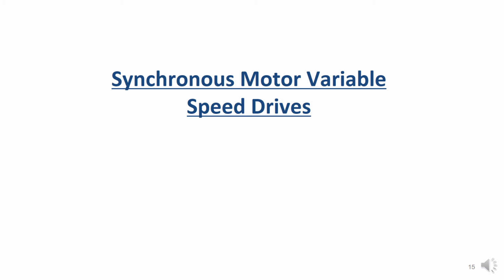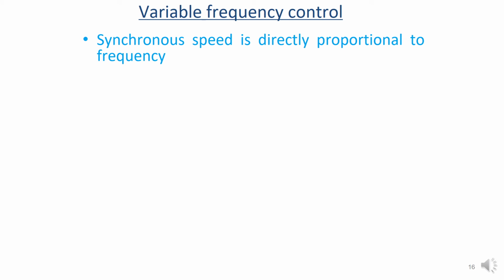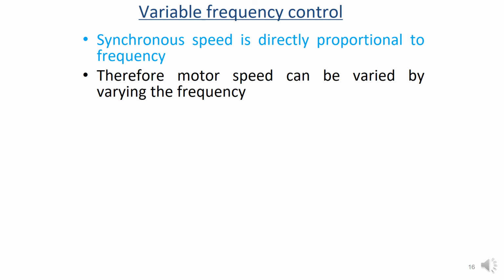Synchronous motor variable speed drives. Frequency control of synchronous motor. So we know that the synchronous speed is directly proportional to frequency. That is, if you want to vary the speed, you just vary the frequency. So therefore, the motor speed can be varied by varying the frequency.